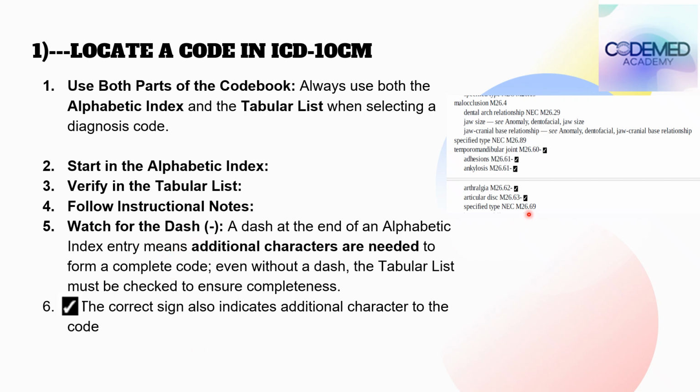If you can see here, there is a dash. A dash at the end of the alphabetical index entry means there are additional characters which are needed to form a complete code. Even without a dash, the tabular list must be checked to ensure completeness. The correct sign also indicates additional characters to the code. So if you look in the alphabetical index, in front of every code you will see this correct sign. That means there are additional characters.